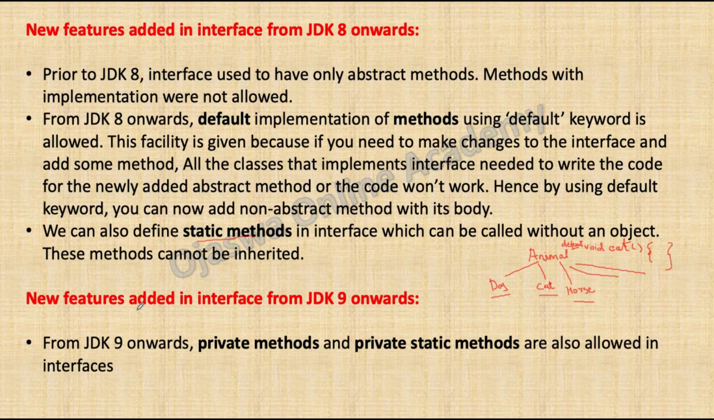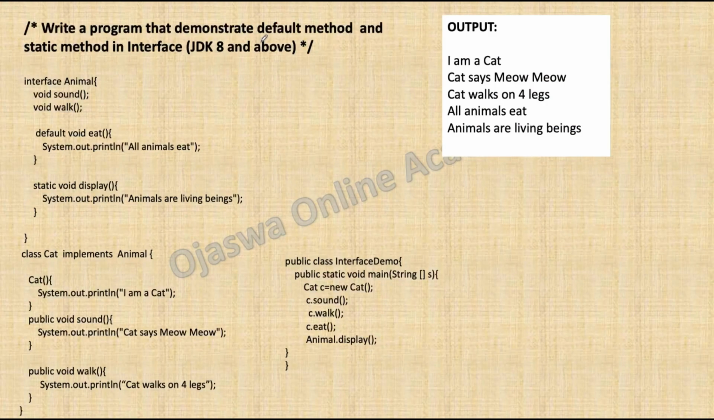So let us understand this with the help of a program. Write a program that demonstrates default method and static method in interface, JDK version 8 and above. So here we have interface Animal. It has two methods, sound and walk, and these are abstract methods. And it has a method with implementation, void eat. We have used the default keyword in the definition. So this is the new feature. Using the default keyword, you can define your method and write the code for it. You can also define a static method inside the interface. So we have a static method display.